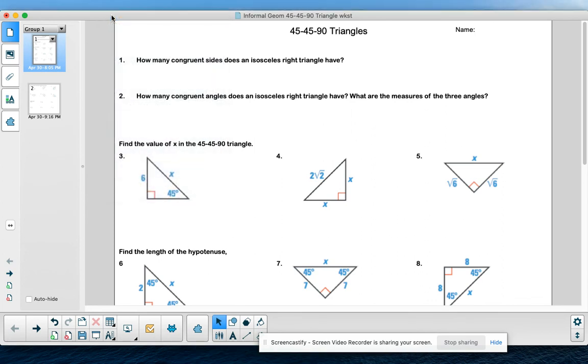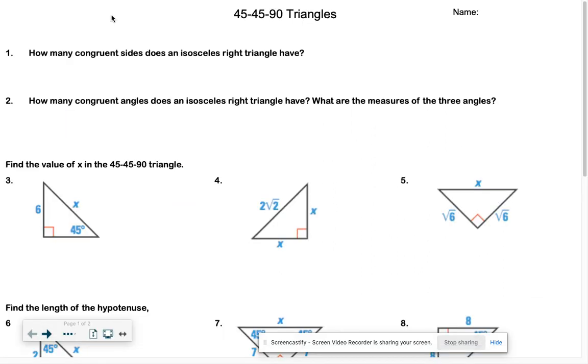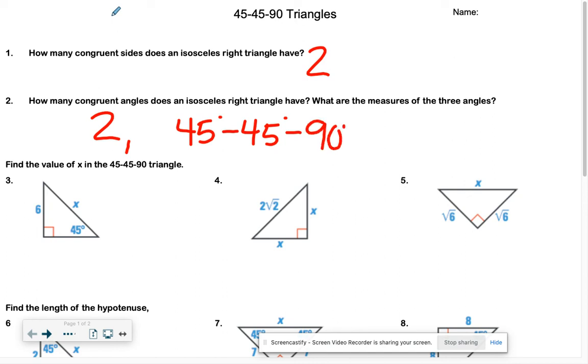All right, number 1, folks. How many congruent sides does an isosceles right triangle have? 2. Those are your legs. 2 sides are the same. How many congruent angles does an isosceles right triangle have? 2. What are they? 45s. What are the 3 measures? 45, 45. What's the last one? 90. Bingo.